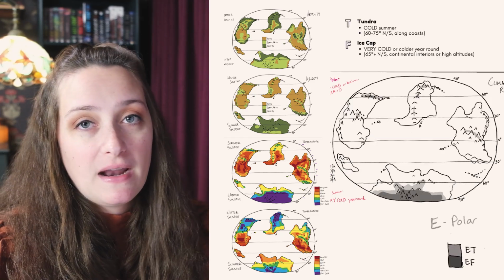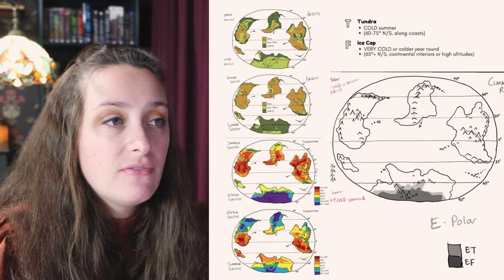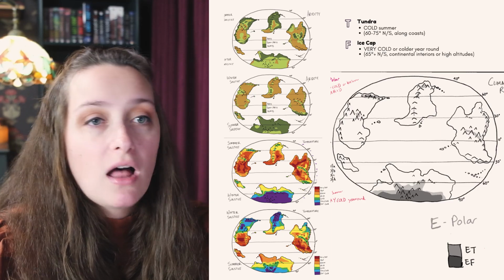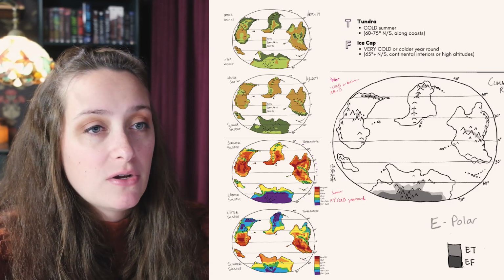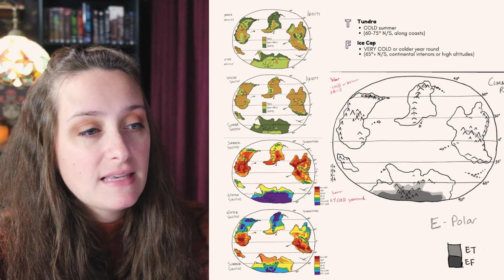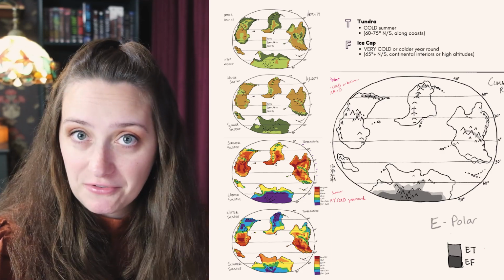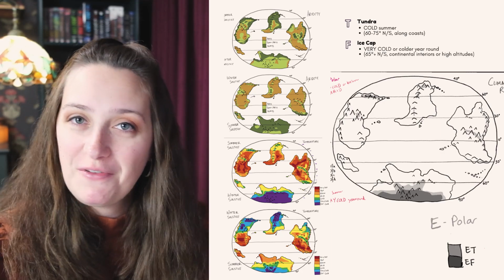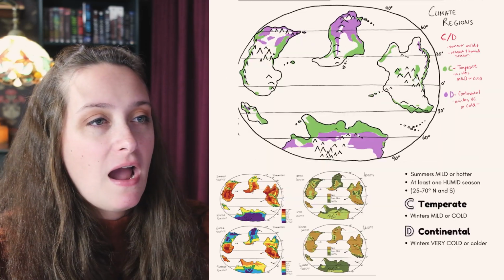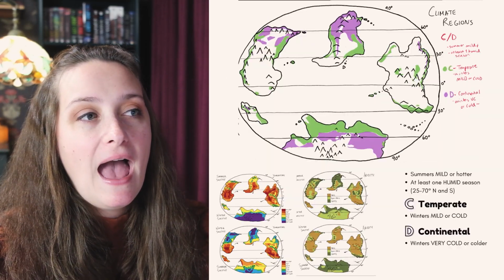So then if we want to break that up more into ET and EF, for EF, just color in all the polar areas that are very cold or colder year round as ice caps, which I have done. And then the rest of the areas are tundra, which is pretty straightforward, which is why we start here. All right, so the next one is temperate and continental.